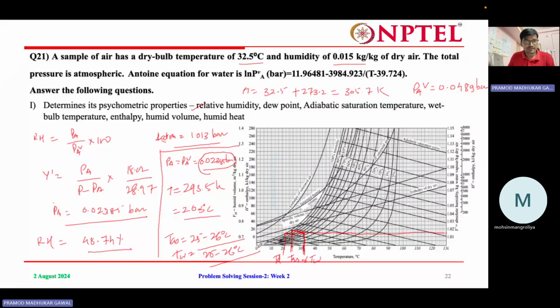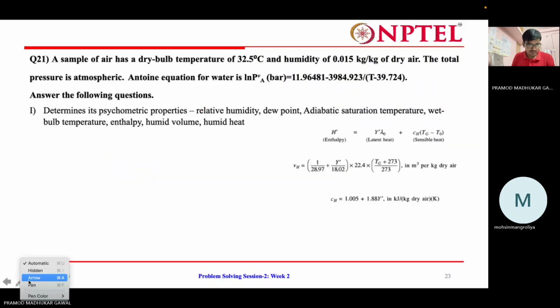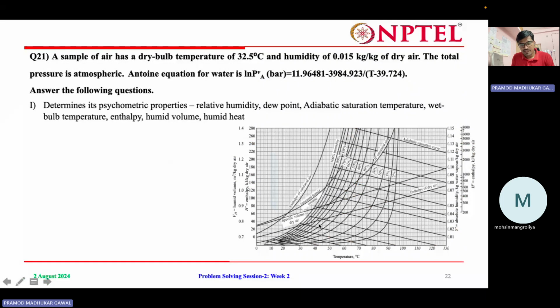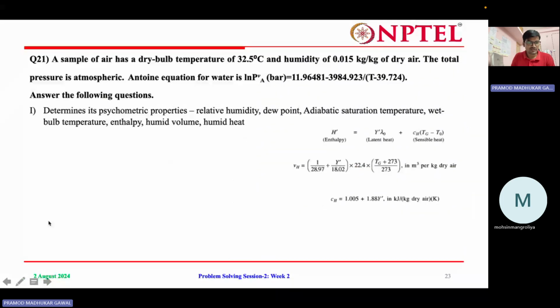Now the next terms are the enthalpy, humid volume, and humid heat. We can calculate them with the help of the psychrometric chart and also using equations; there are different ways to calculate these psychrometric properties. Next is the enthalpy. Here the formula is given: humidity into latent heat plus CH into (TG minus T naught). So you have to put the values in this equation.